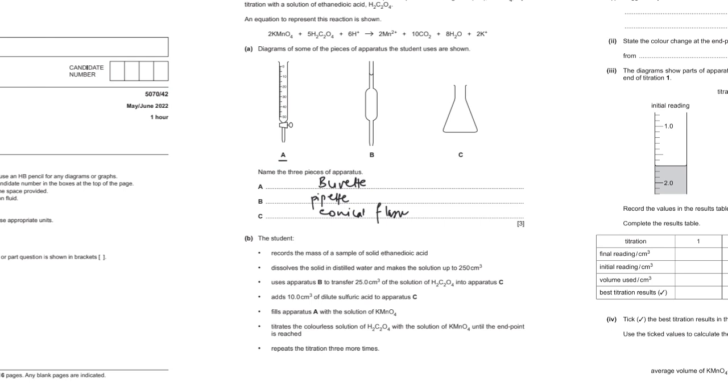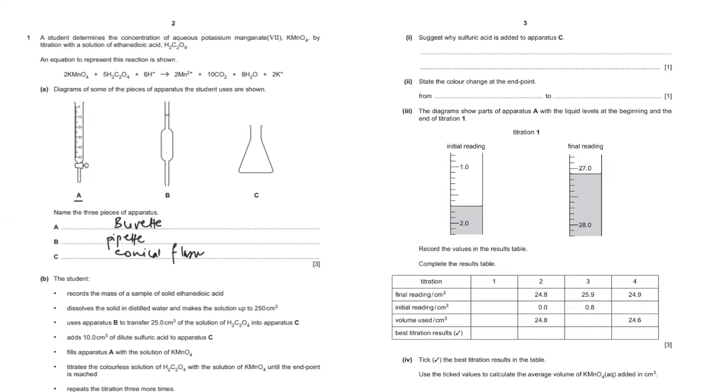Use apparatus B to transfer 25 centimeter cube of ethane dioic acid into apparatus C. Now add 10 centimeter cube of sulfuric acid to apparatus C. Fill apparatus A with the solution of KMnO4. So basically, in the burette you have added KMnO4. In the conical flask you have added the acid. So you do titration until the endpoint is reached, and then you repeat the titration 3 times.